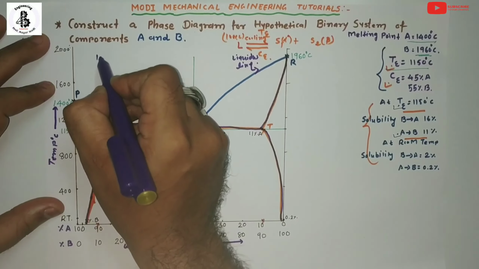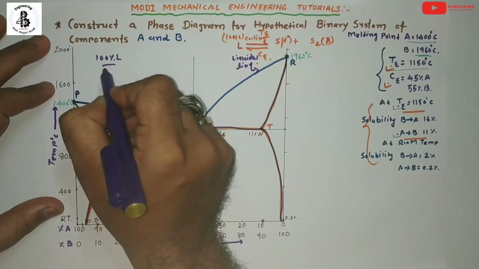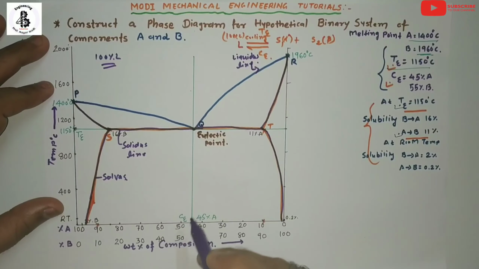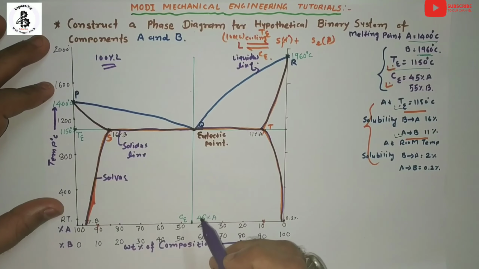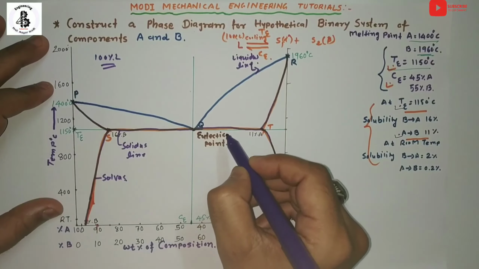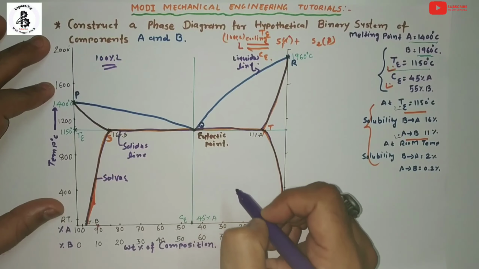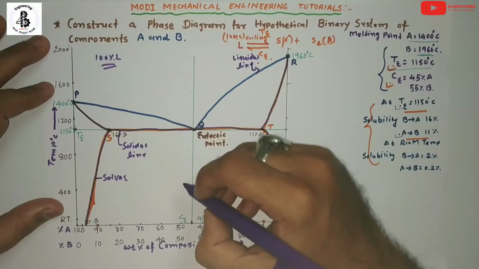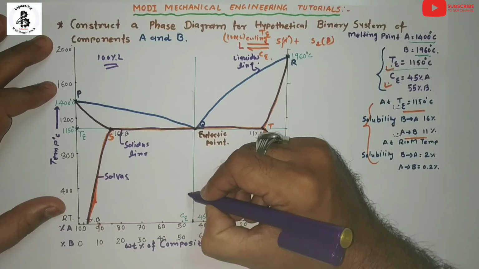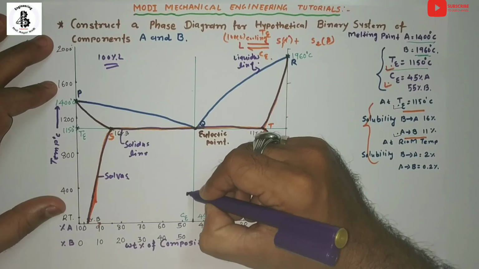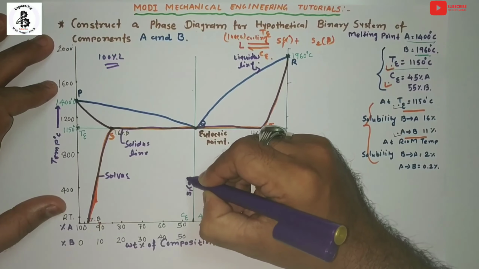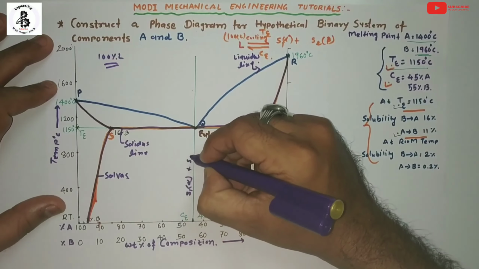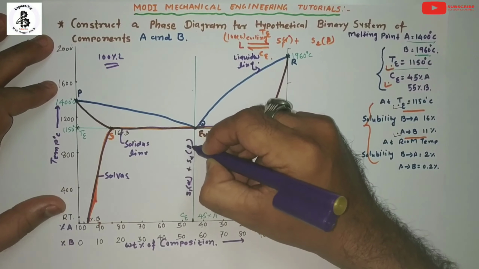As we discussed, above the liquidus line it always forms 100% liquid for any composition of A and B, and just below the eutectic transformation line it forms two solids. So here at the eutectic point, S1 is nothing but alpha plus S2, which is nothing but beta.